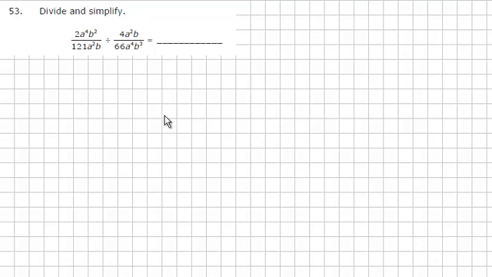Divide and simplify. 2a to the fourth b squared over 121a squared b divided by 4a squared b over 66a to the fourth b cubed. The first thing we want to do is to recall that when we're dividing rational expressions, dividing is equivalent to multiplying by the reciprocal.